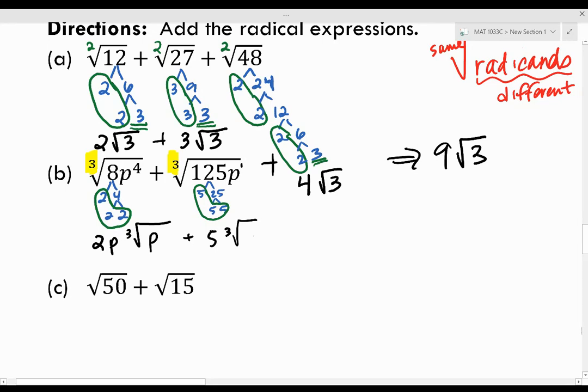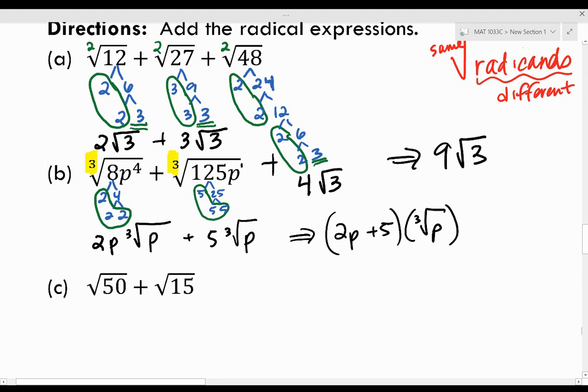Okay? So now that we have the same radical, and we have the same index, and we have the same radicand, we can combine them. Okay, so we're going to have 2p plus 5 times the cube root of p. All right, that's our answer.